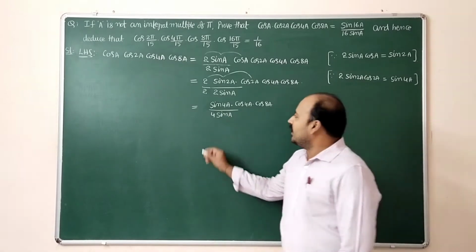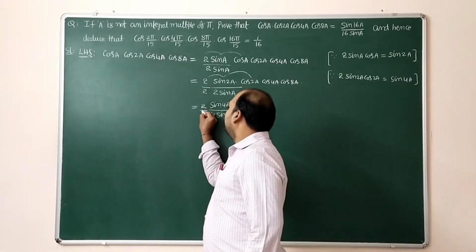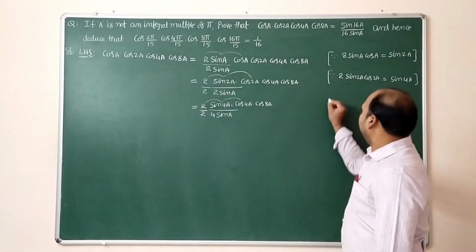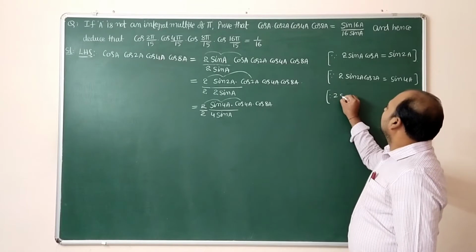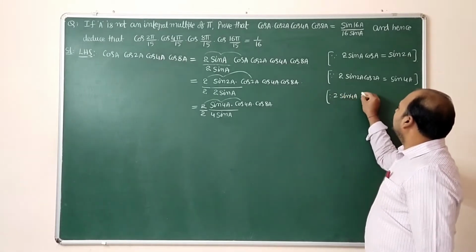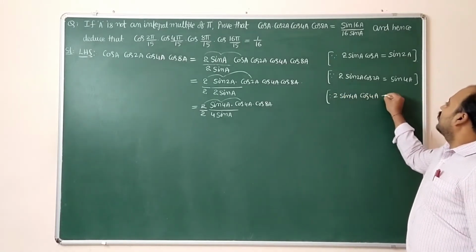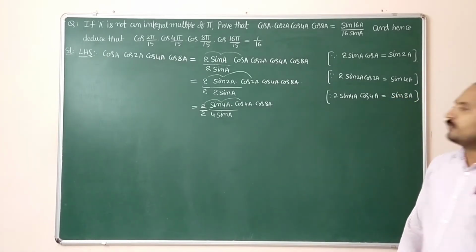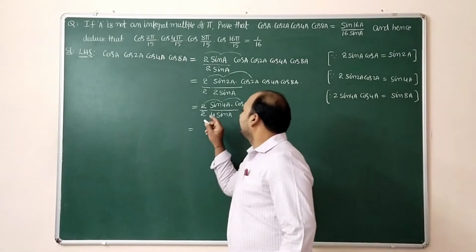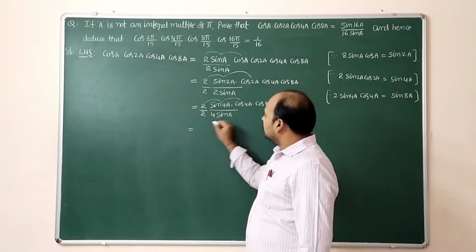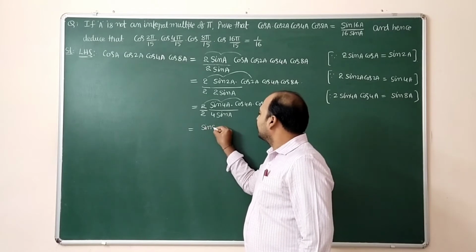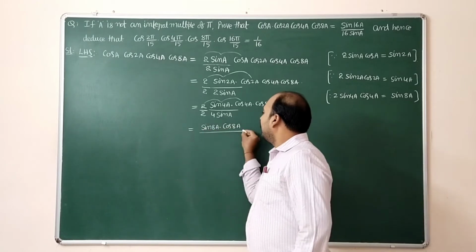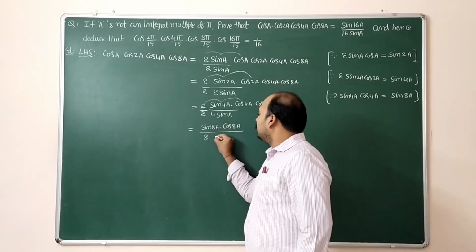Again multiplying and dividing by 2 to get the formula form 2 sin 4A into cos 4A. 2 sin 4A into cos 4A equals sin 8A. So in place of 2 sin 4A cos 4A, sin 8A into cos 8A divided by 2 to the 8 into sin A.